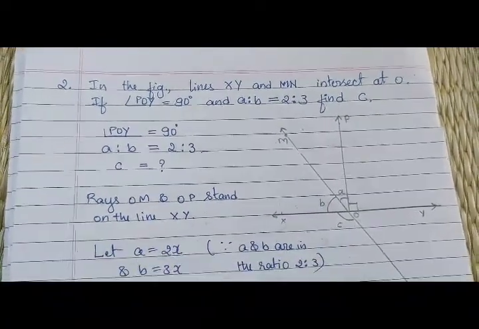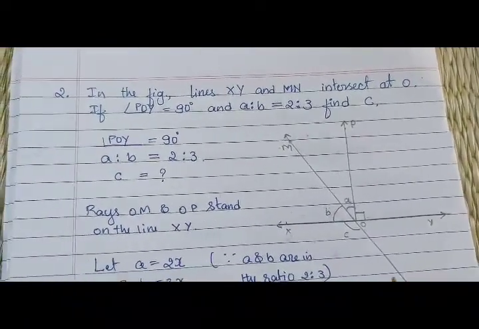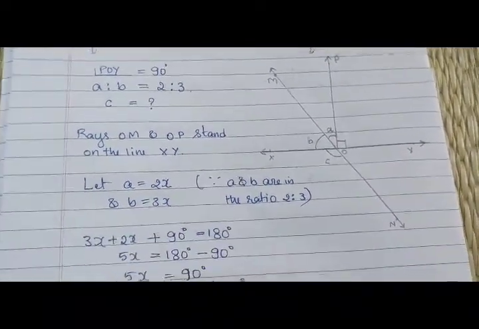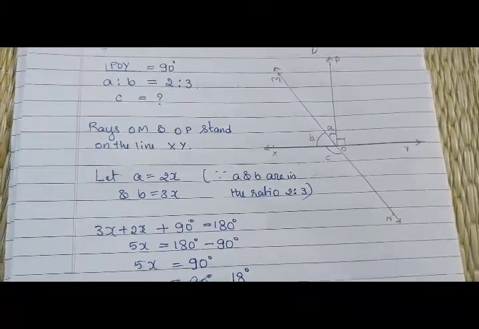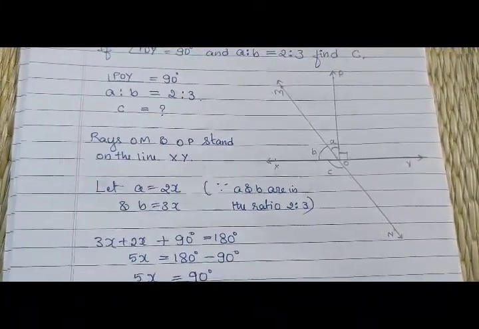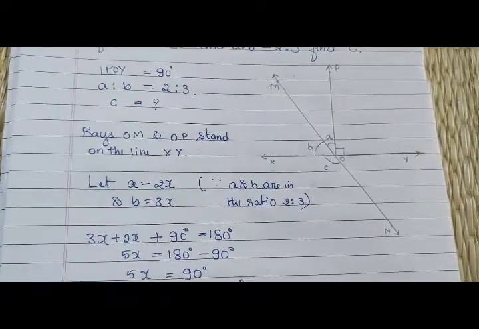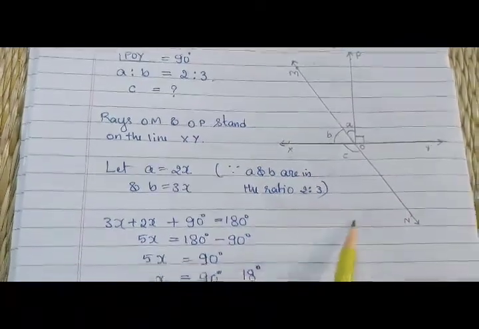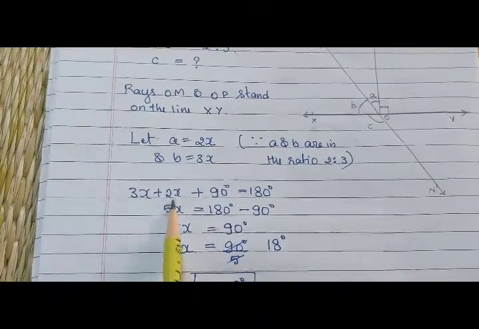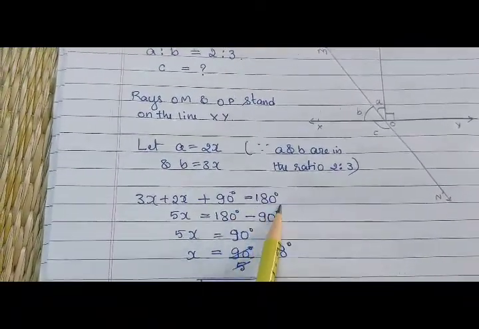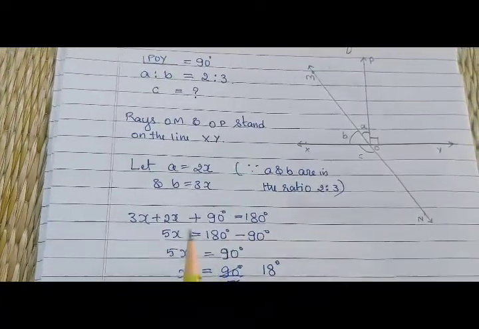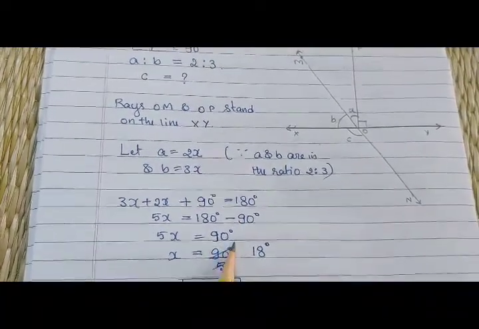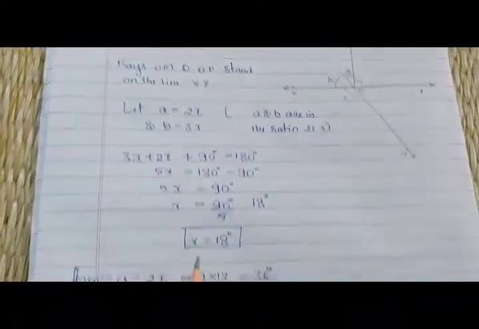ಸೊ POY is equal to 90 ಕೊಟ್ಟಿದ್ದಾರೆ. A:B is in the ratio 2:3. C is equal to ಗೊತ್ತಿಲ್ಲ. Ray OM and OP stand on the line XY. ಹಾಗಾಗಿ let A is equal to 2x and B is equal to 3x, ಯಾಕಂದರೆ they both are in the ratio 2:3. So 3x plus 2x plus 90 degree is equal to 180. ಲೀನಿಯರ್ ಇಕ್ವೇಷನ್ಸ್ ಅಲ್ವಾ. 5x ಇದನ್ನು ಕೂಡಿದ್ದೀನಿ, ಹಿಂಗೆ ಬಂದಿದೆ. 5x is equal to 90, x is equal to 18 degrees ಬಂತು.